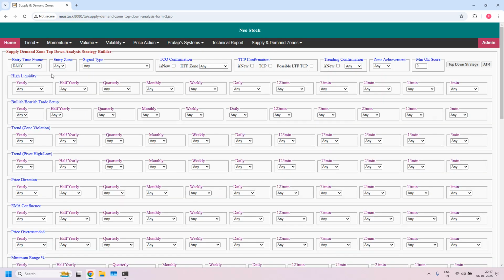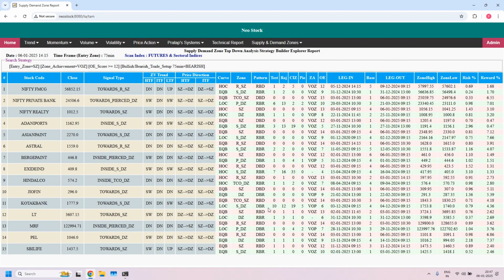Next, bearish trade setup, weekly income trade, entry time frame 75 minutes, entry zone, supply zone. In bullish or bearish trade setup at 75 minutes, I am selecting bearish. Zone achievement violated opposing zone, minimum odd enhanced score 12. Let's filter the stocks. We got 15 stocks.